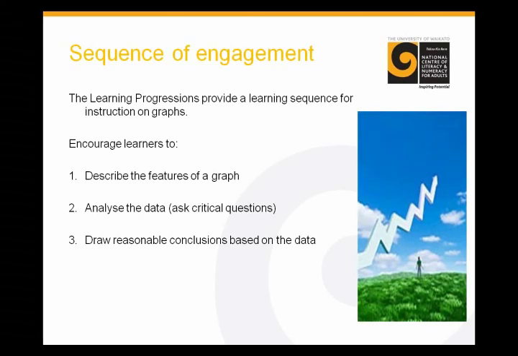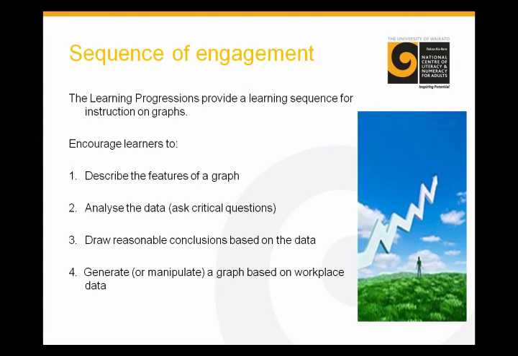The third thing is having your employees draw reasonable conclusions based on the data. This might be things like if there's a clear trend showing in the graph, do they think the trend is going to continue? Do they think things will change? And what conclusions can you make based on what this graph is saying?